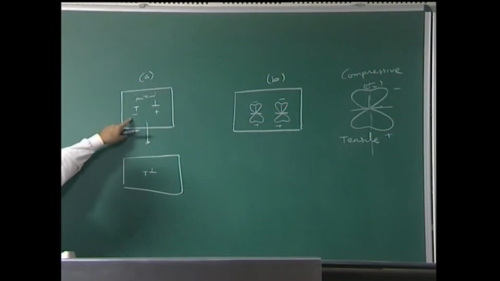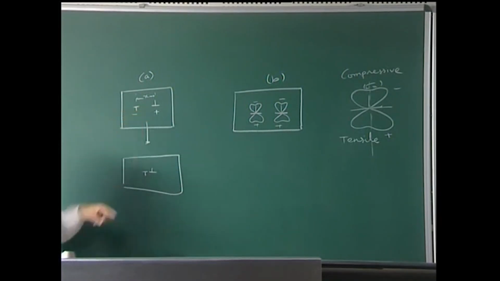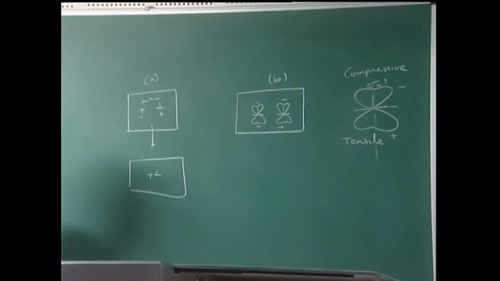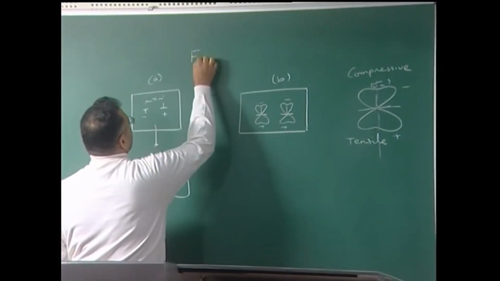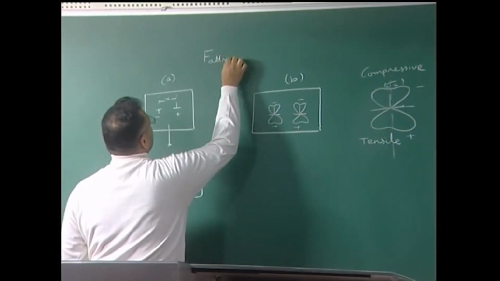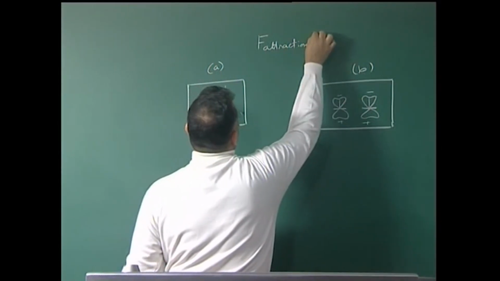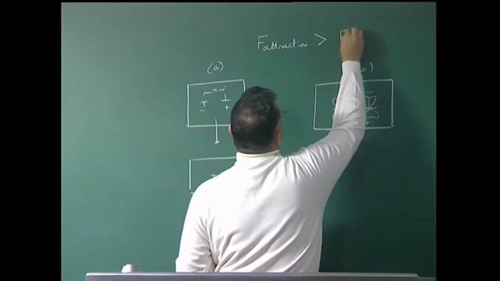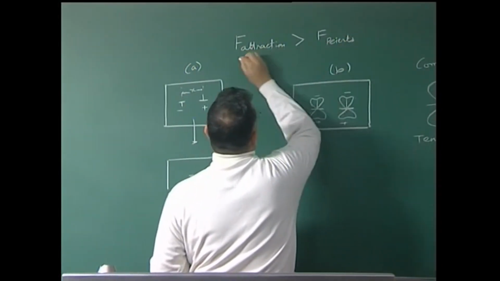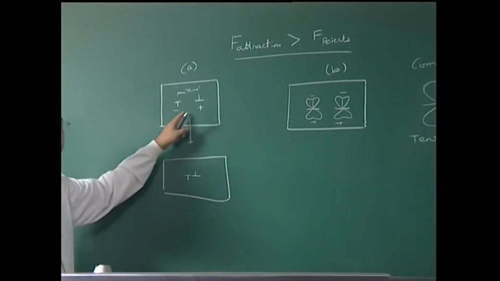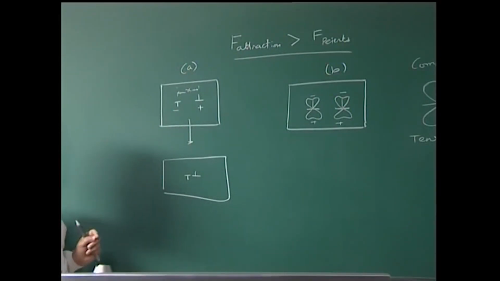This of course, could happen even in the absence of external stresses if the attractive force between the dislocations is greater than the Peierls force, which is the inherent lattice friction. In other words, if my attractive force is larger, then these dislocations can spontaneously move towards each other and annul each other.